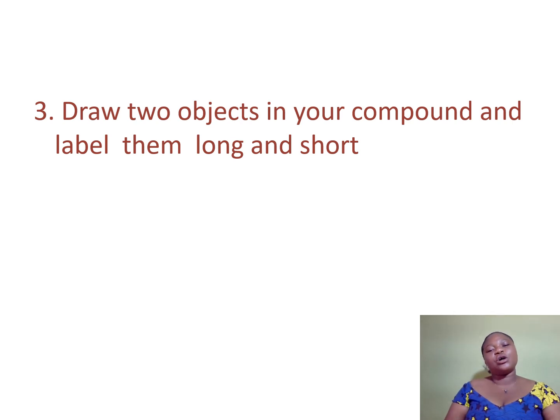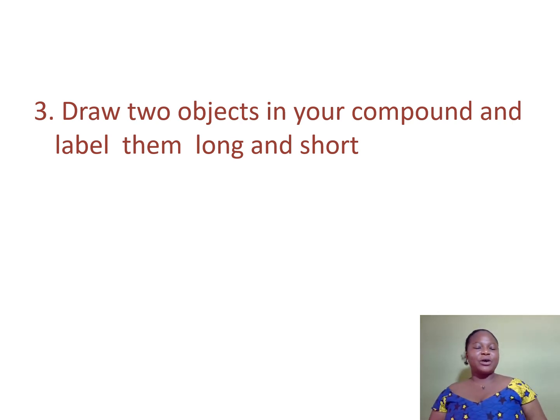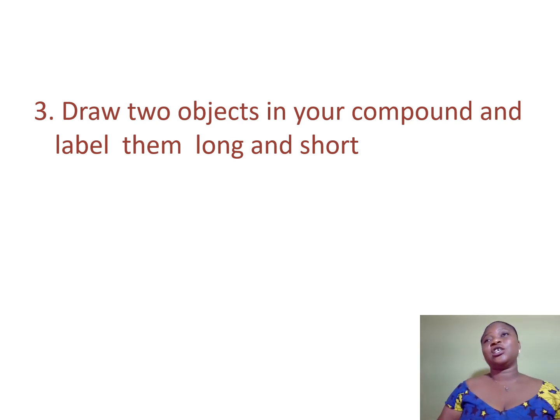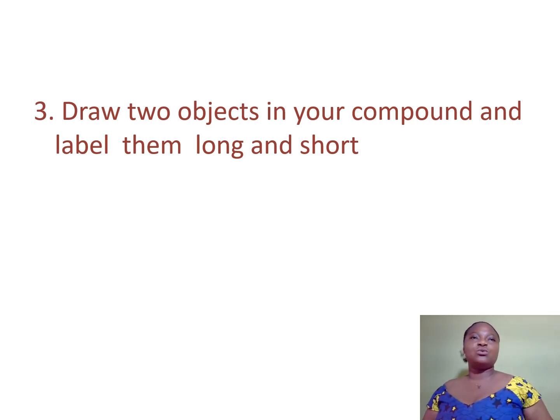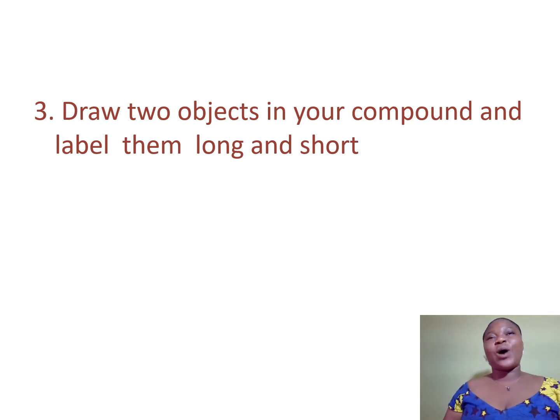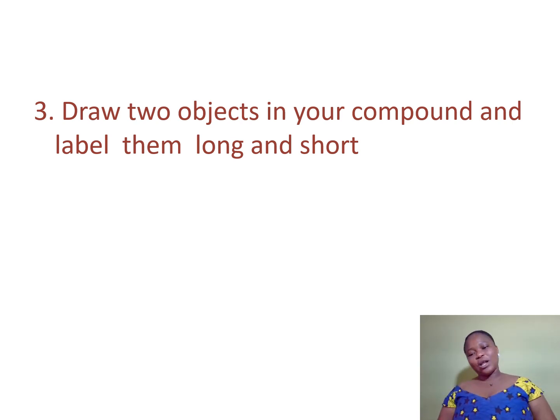The third one, we are going to draw 2 objects in your compound and label them long and short. Is that clear? Yes, so that's what you're going to do. You look around your compound and an object that you think is nice, you draw 2 of it and you are going to label it long. So meaning you're going to draw one that is long and one that is what? Short. Don't forget this. I'm going to color them as well.